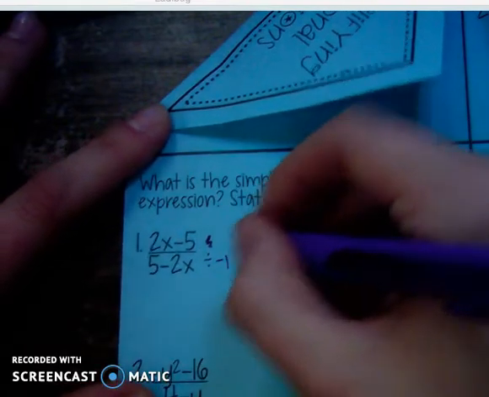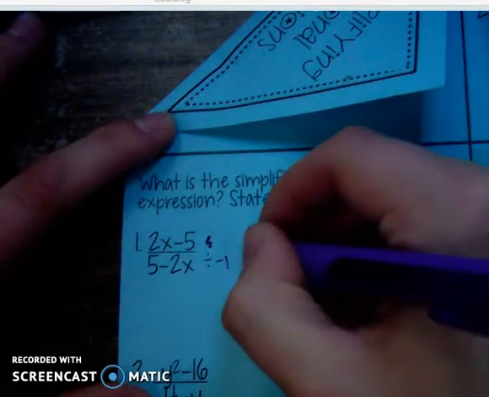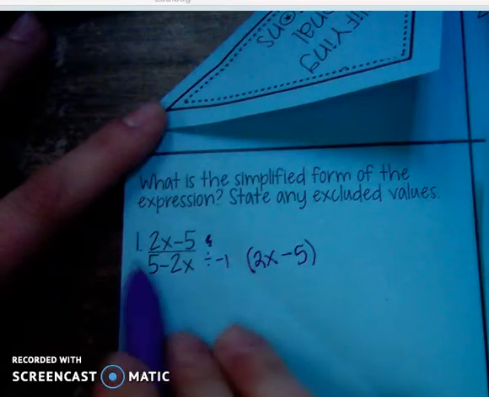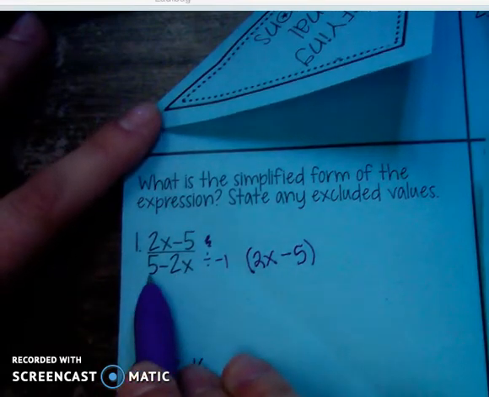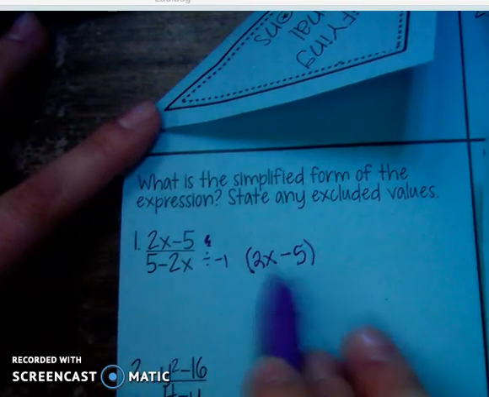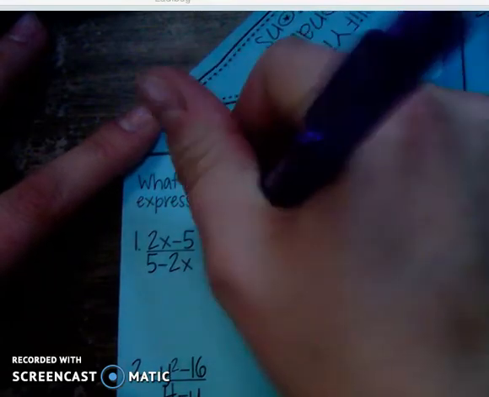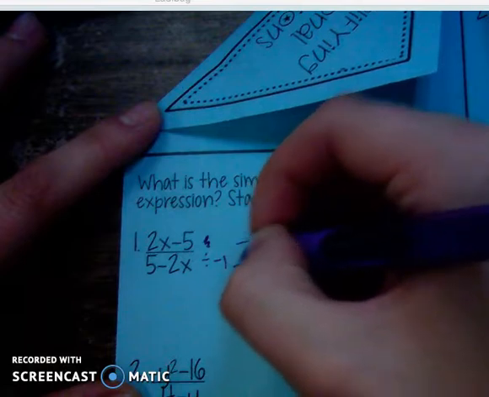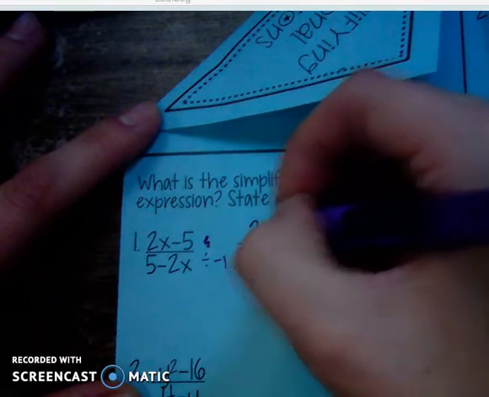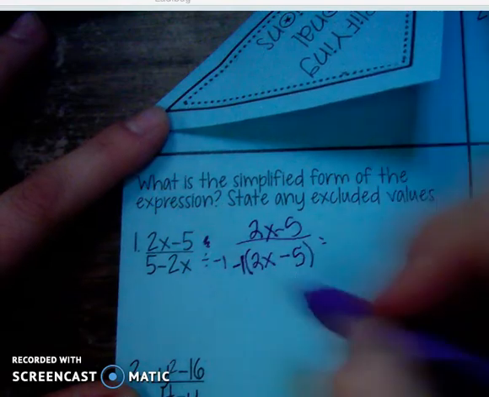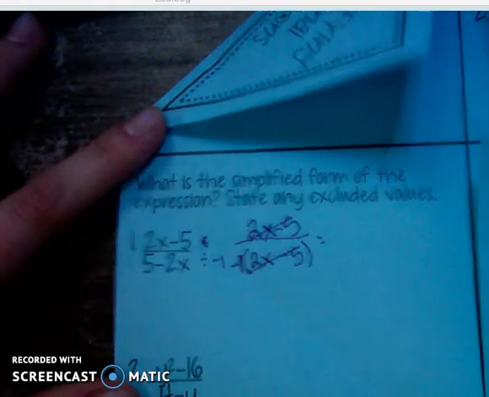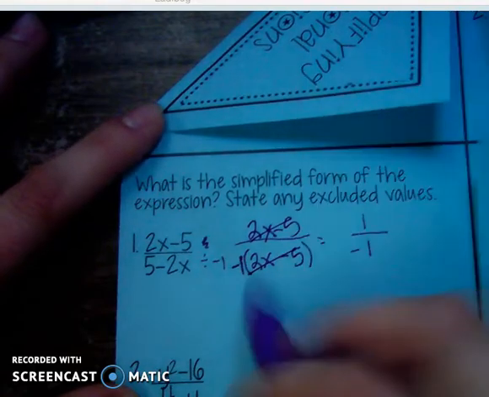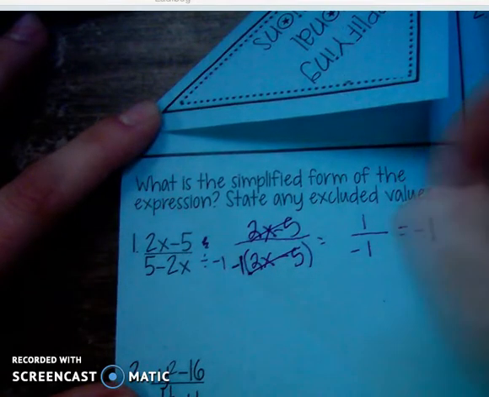Okay, so then it can switch around. So then it's actually 2x minus 5, because dividing out the negative 1 will make that a positive and that a negative. And then I can just rearrange the order using the commutative property. So I pulled out that negative 1, and I'm left with the 2x minus 5 on top. Well, I can now cancel out those common expressions, and I'm left on top with 1 over negative 1, which is really just negative 1.